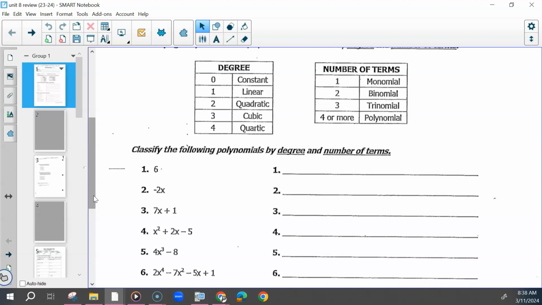Actually, I have a question about the quiz. Okay. Is it going to have the tables on it? So no, it will have a word bank, but it won't specify are these the degree or are these the number of terms. So you'll need to know which are which. It will not say that. We're working together.